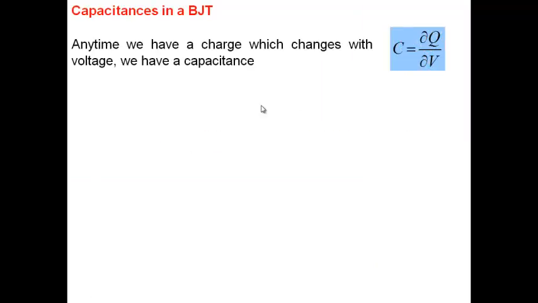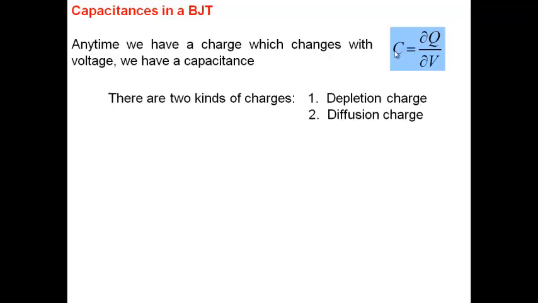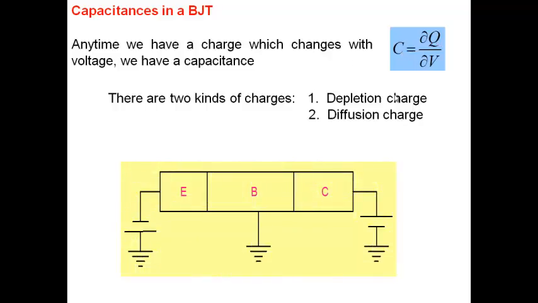Alright, so while talking about capacitance, a simple reminder: anytime I have a charge anywhere in my semiconductor, if that charge changes with respect to voltage, I have a capacitance. Okay? If some voltage modifies the charge somewhere in my device, then of course I have a capacitance. So where are the charges? If you want to ask where the capacitors in my device are, first ask the question, where are the charges inside my device? In general, there are two kinds of charges that we talk about in a semiconductor device. One of them is a depletion charge, and the other one is a diffusion charge.